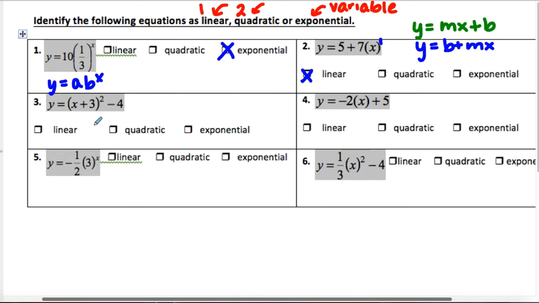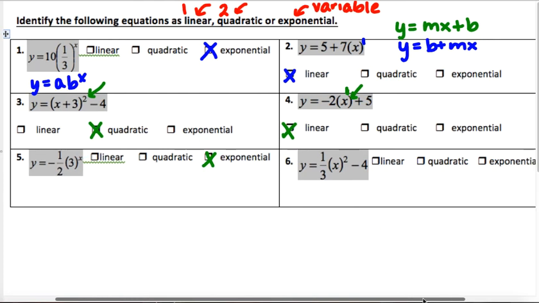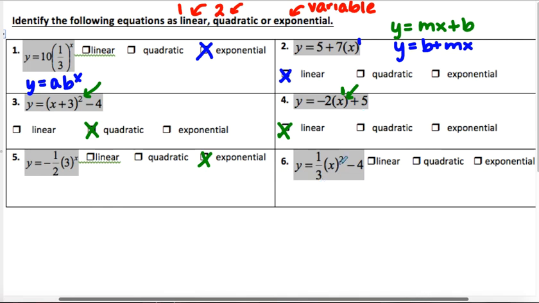This next one, I look at the highest exponent, it's 2, so quadratic. Number 4, even though there's a negative number, my highest exponent is 1, so it's linear. Number 5, y equals negative 1/2 times 3 to the x. The exponent is a variable, so it's exponential. And the last one, the highest exponent is 2, which tells me it's quadratic.